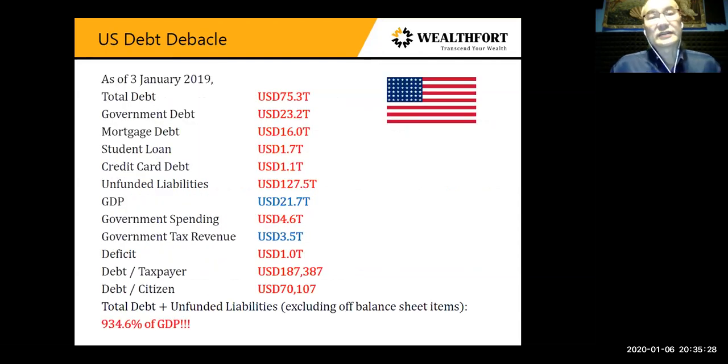And of course, the last thing we save for as a shocker, US debt. As of 3rd of January 2019, US total debt stands at $75.3 trillion. Now, this includes all sorts of debt, including government debt, which stands at 23.2 trillion, mortgage debt at 16 trillion, student loan at 1.7 trillion, credit card debt at 1.1 trillion. Now, student loan is already at a record high. Okay. Not only that, auto loans in the US are also at a record high.